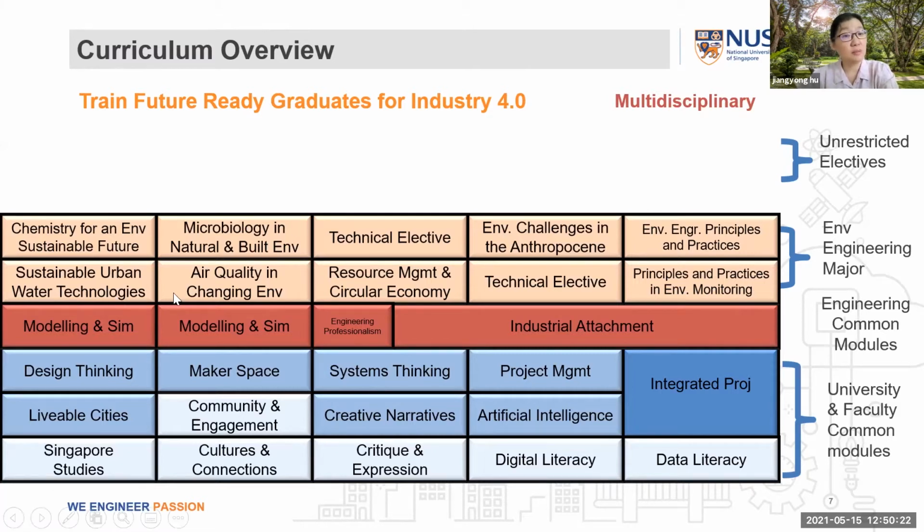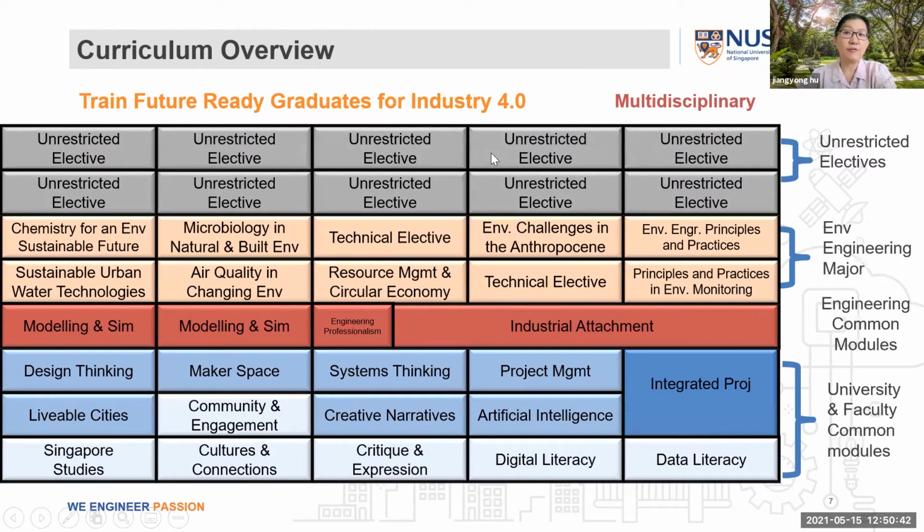For example, sustainable urban water technologies, air quality in a changing environment, resource management and circular economy, together with our technical electives. So students go through all of those environmental engineering major module trainings. You are ready to go and practice in the environmental industry.